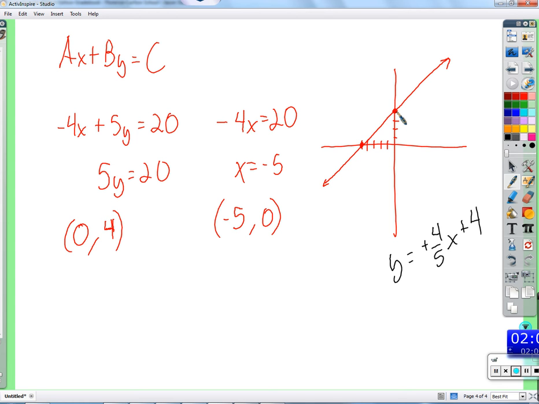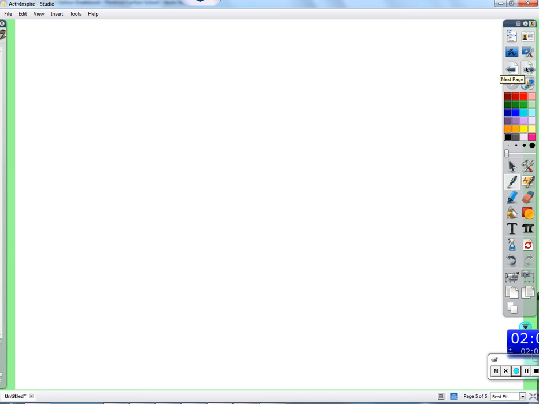I'm going to give you a couple of lines to graph in a couple of different forms, and I'm just going to take care of that. Let's see, 3x minus 4y equals 24. Just want you to graph those two.